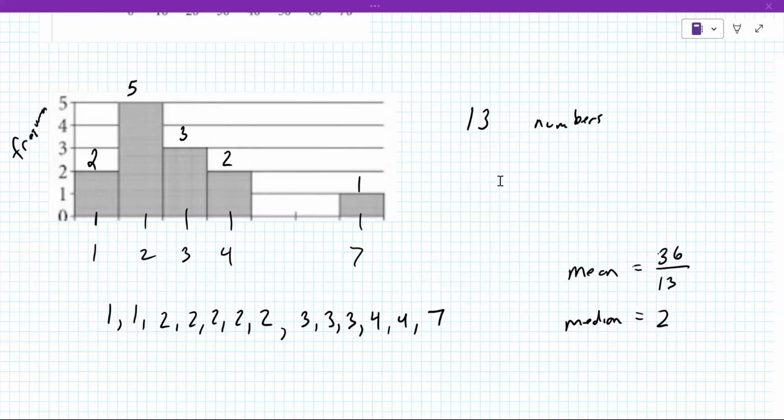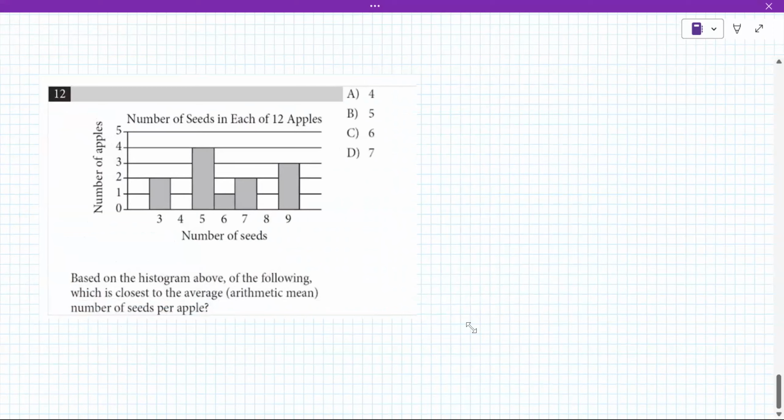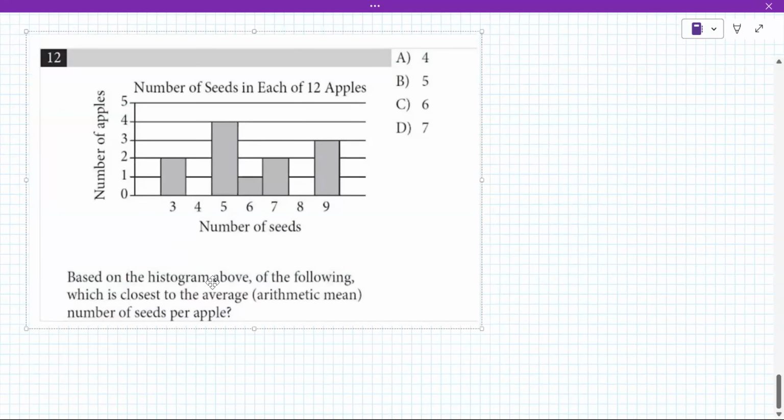So one final question here for us to look at today. I don't know if we'll have time to do it all, but we'll just set it up and maybe leave it from there. So here we go. Got a last question. Based on the histogram above, which of the following is the closest to the average arithmetic mean number of seeds per apple? So we've got how many threes do you see?